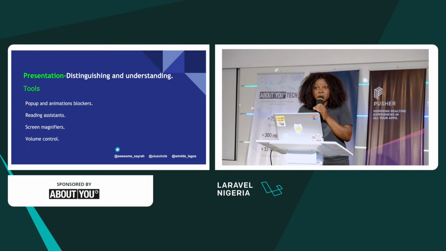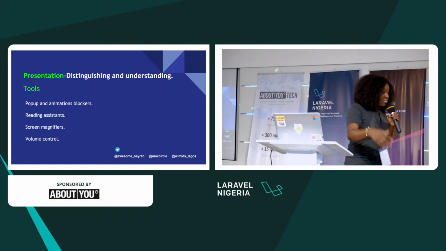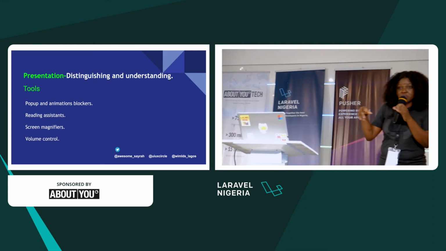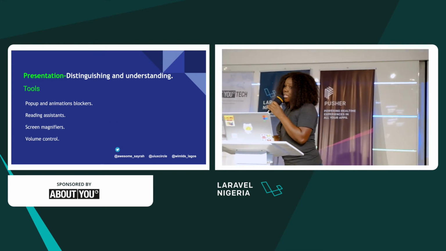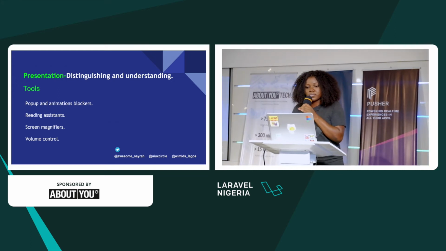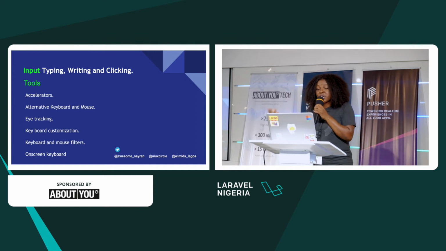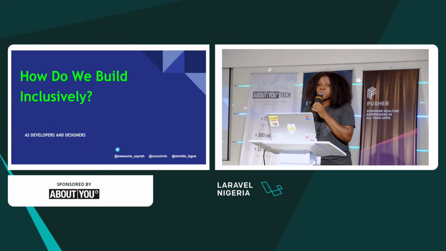For distinguishing and understanding, let's say you have a website, a landing page, or some other pages in your website, and they want to understand what contents are on these. These are the tools they use on it. For input, typing, writing, clicking, they use accelerators, eye tracking, keyboard customization, keyboard and mouse filters, and a whole lot of other things. So how do we build inclusively?